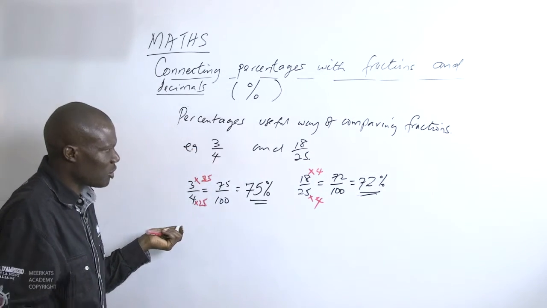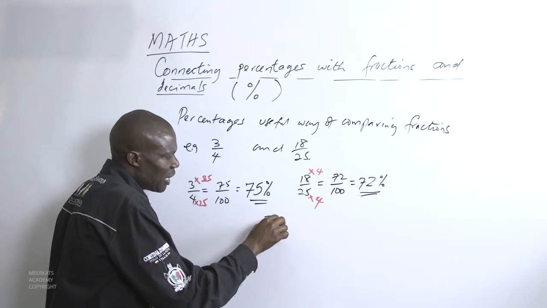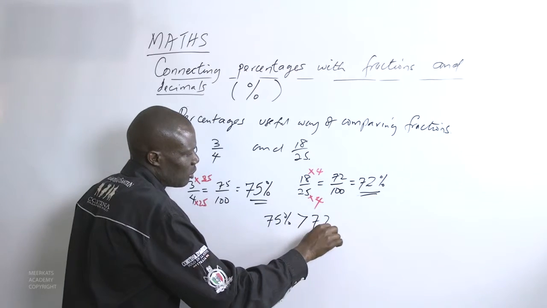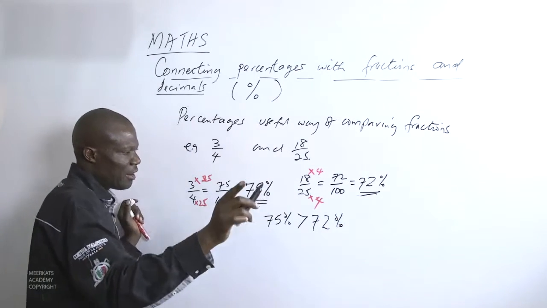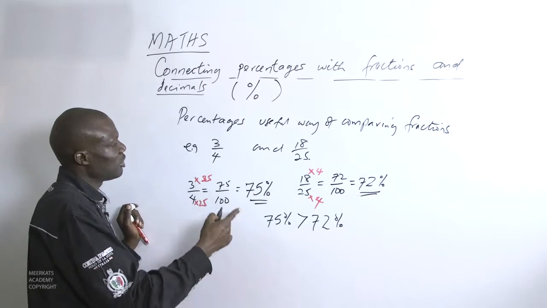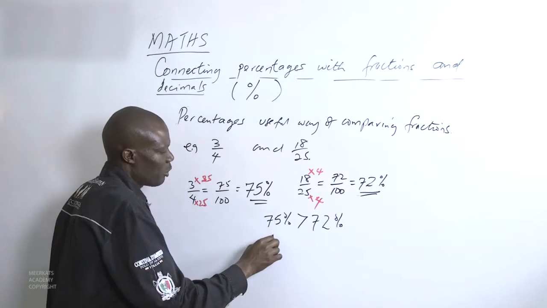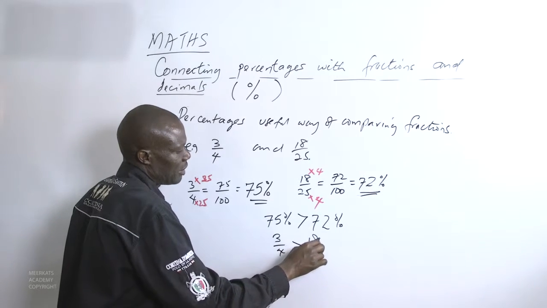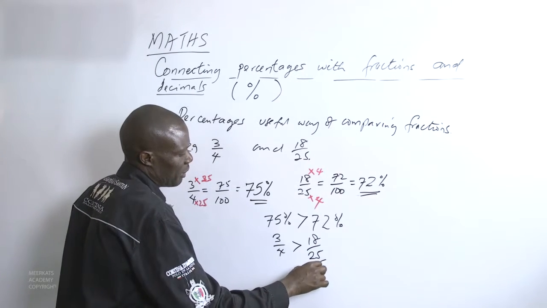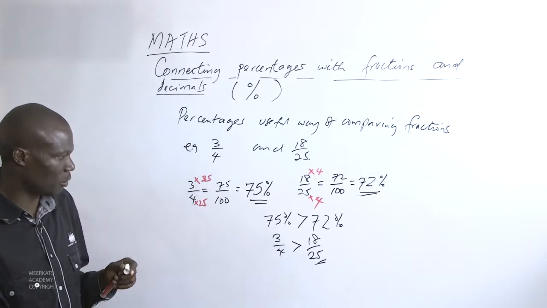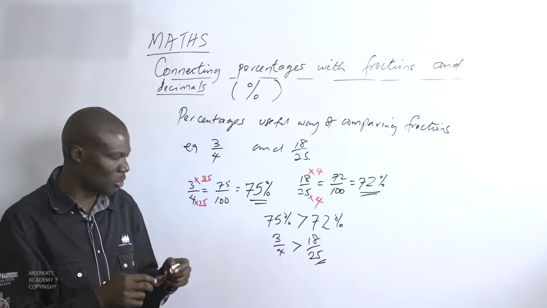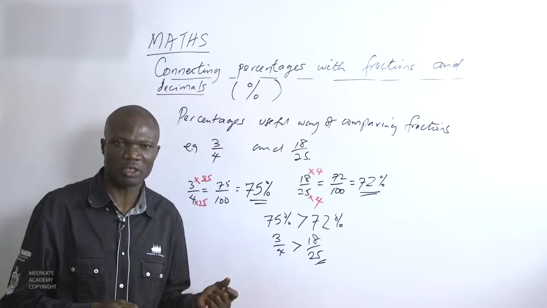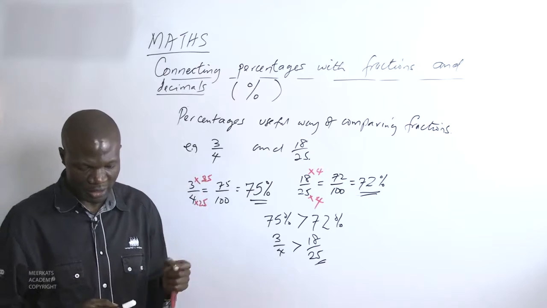In simple terms, we can see that 75% is greater than 72%. Therefore, since 75% stood for 3 over 4, we can say 3 over 4 is greater than 18 over 25. What have we proved here? We have simply shown that we can compare fractions using percentages.